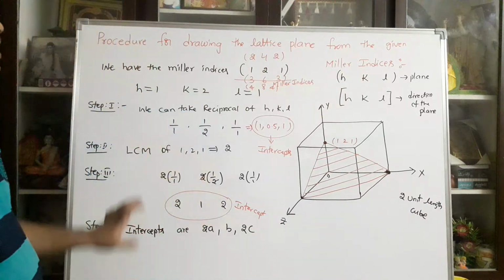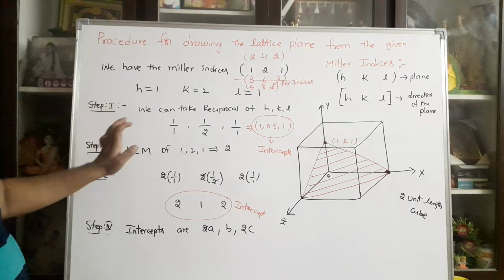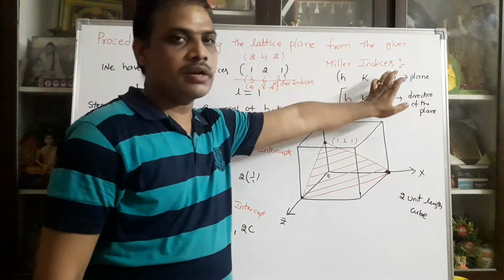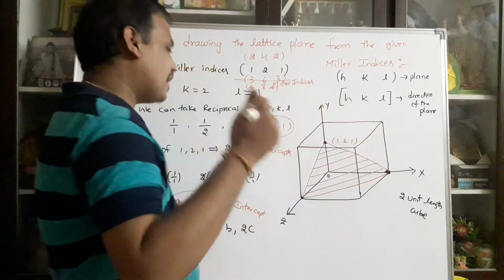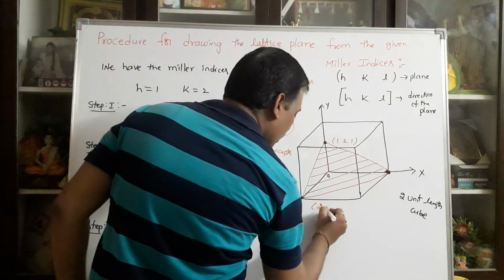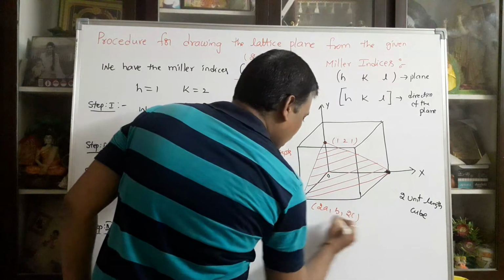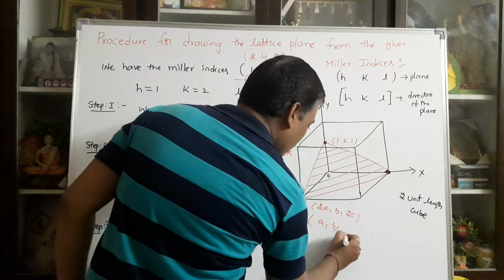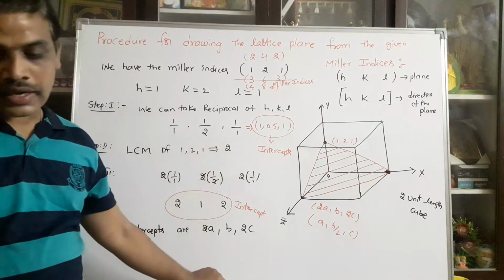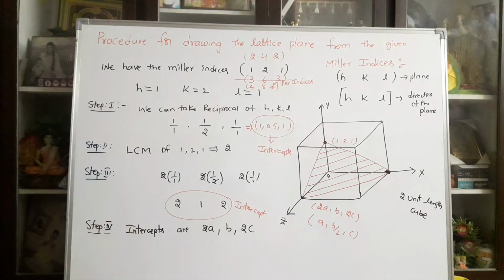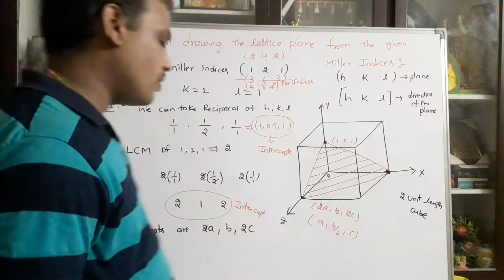So according to this, we can draw the lattice planes based on Miller indices. This is the lattice plane having the Miller indices 1, 2, 1, having intercepts 2a, b, 2c. Otherwise a, b by 2, c are also the lattice intercepts. So those are called lattice intercepts. Based on this, you can draw any lattice plane. That is the calculation of Miller indices again, and how to draw the lattice planes. So it is a very easy way.